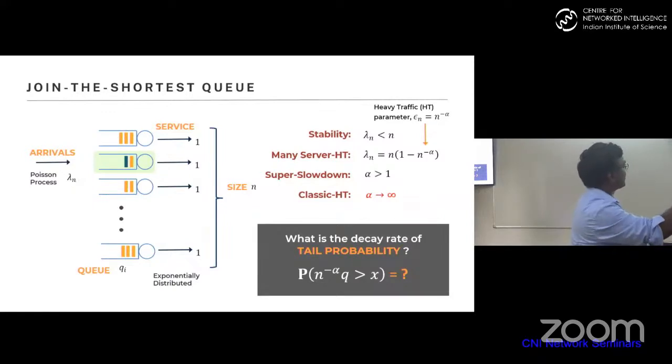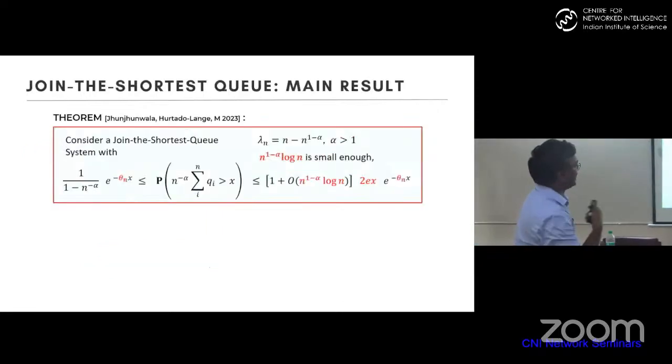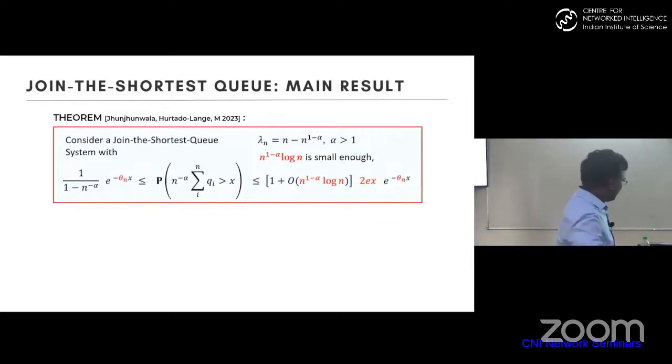So this part, nothing has changed, and I'm focusing on many-server heavy traffic. You can also get this result in the classical heavy traffic, which means epsilon is a function of n. But let's focus on many-server heavy traffic. And I'm assuming this alpha greater than 1. And alpha being infinity kind of corresponds to the classical heavy traffic. And the heavy traffic parameter epsilon is this guy. Epsilon is simply 1 minus the slope, it is n to the power minus alpha. And the question we are trying to answer is, what is the decay rate of the tail?